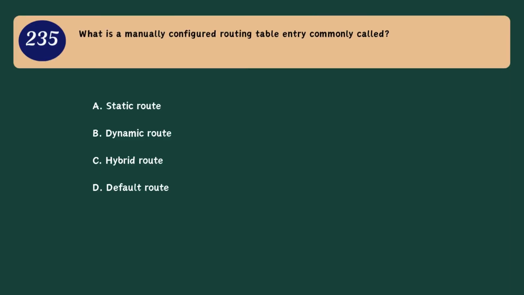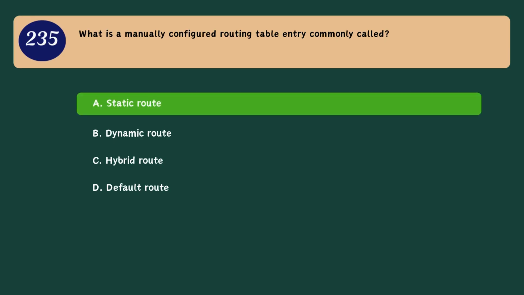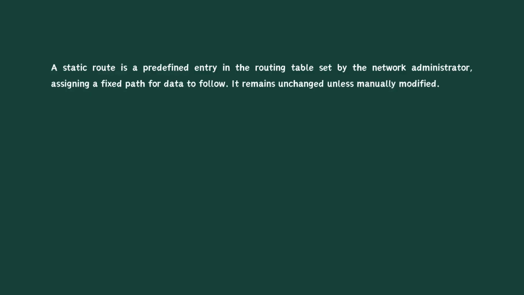Question 235. What is a manually configured routing table entry commonly called? A. Static route. B. Dynamic route. C. Hybrid route. D. Default route. Correct answer: A. Static route. A static route is a predefined entry in the routing table set by the network administrator, assigning a fixed path for data to follow. It remains unchanged unless manually modified.